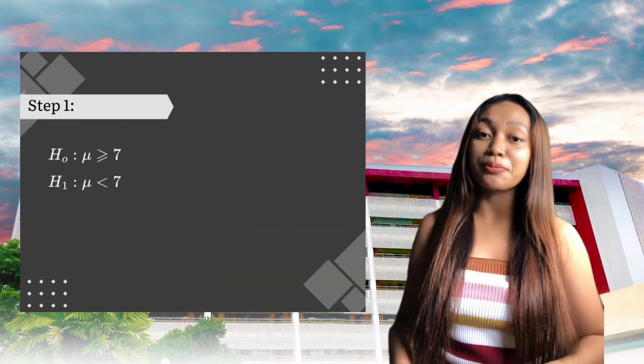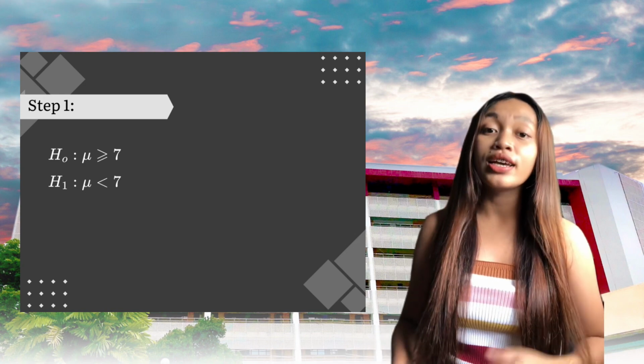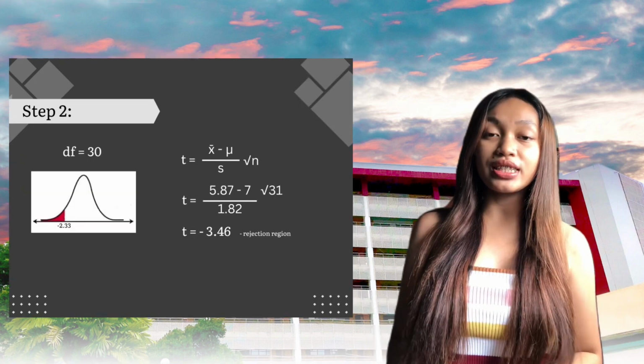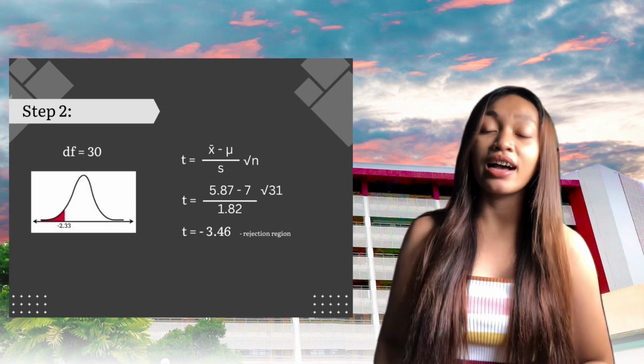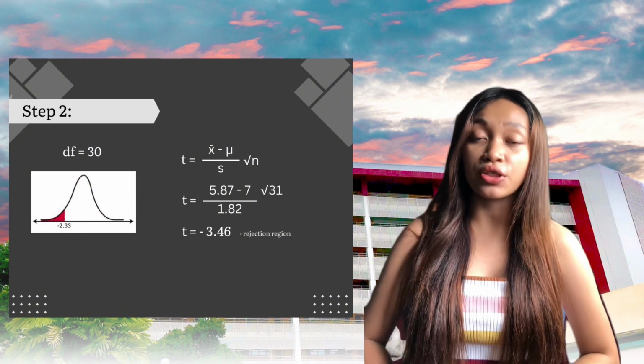Our claim states it became lesser, that's why our alternative uses the less than symbol, and our null is the opposite with an equal sign. Since we're using the t-test, we're going to use its formula. To find the df, let us subtract 1 from the n, so our df is 30.